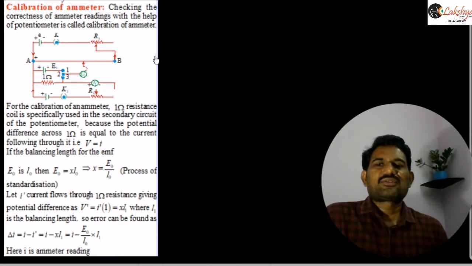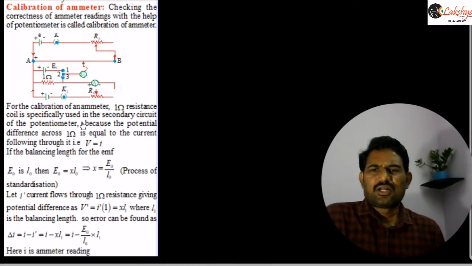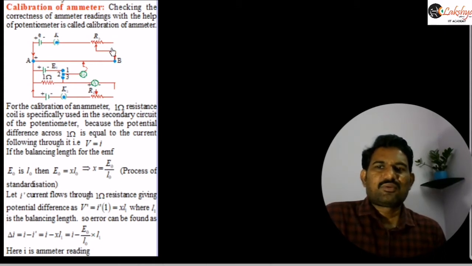Now let us see how we can calibrate this ammeter here. Calibration is nothing but checking the correctness of this ammeter. So we can calibrate this ammeter with the help of this potentiometer. Or we can calibrate a voltmeter also. For this, the circuit arrangement will be like this. Again the primary circuit will remain the same. So a cell and some variable resistance are connected across this potentiometer wire AB.